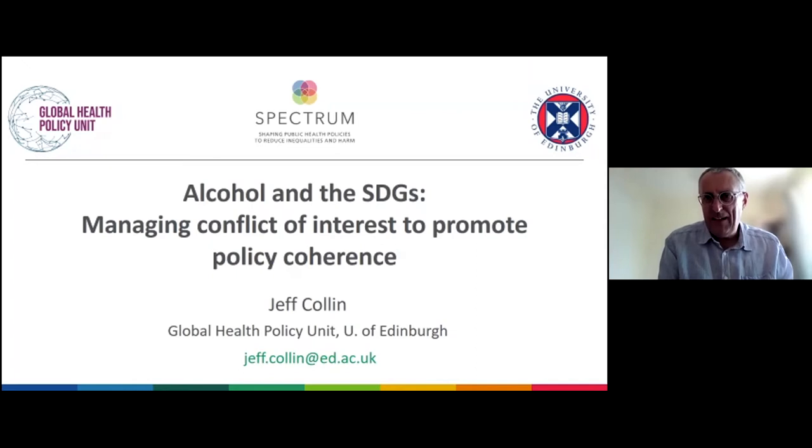I want to particularly pick up on Dudley's point about promoting coherent approaches to addressing the SDGs by picking up some governance dimensions, which draw on work that we're doing within the Spectrum Consortium.